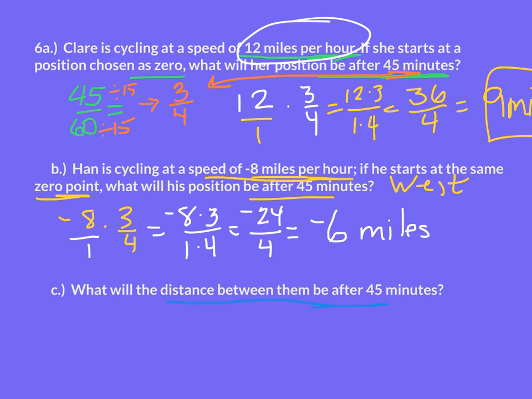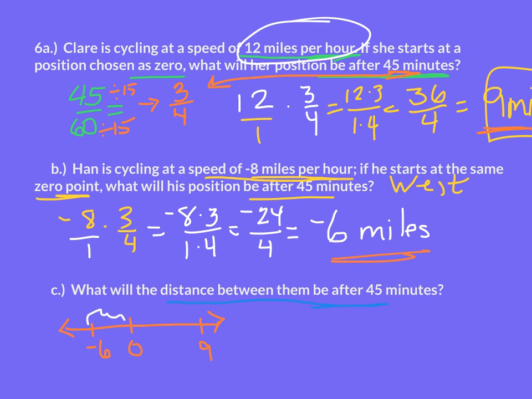So in other words, what you're being asked here is, if you want to think about this on a number line, if I know that Claire is at 9 miles and Han is at -6, if I put my 0 here, that's where we started. Han is here at -6, and Claire is here at +9.